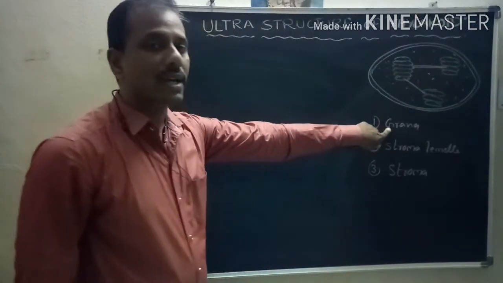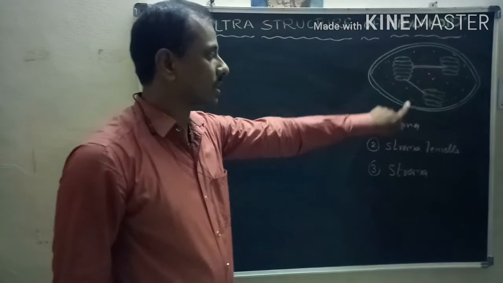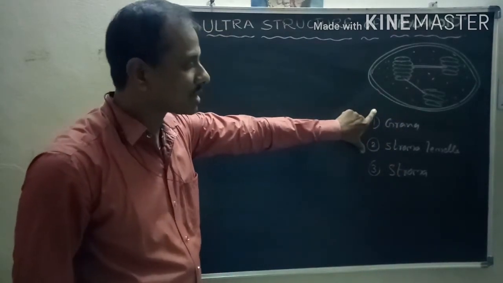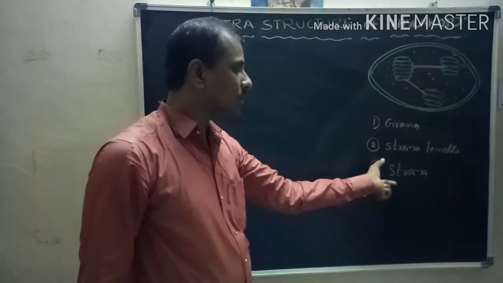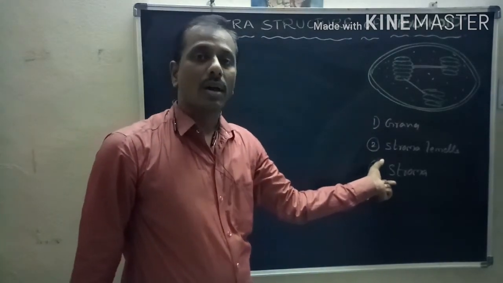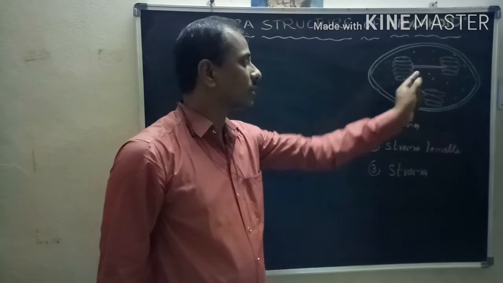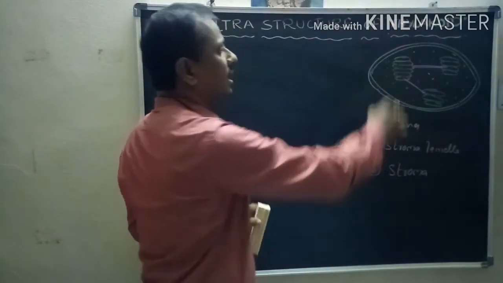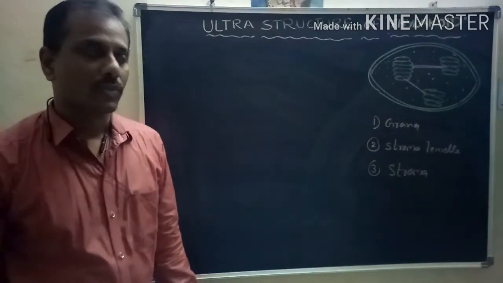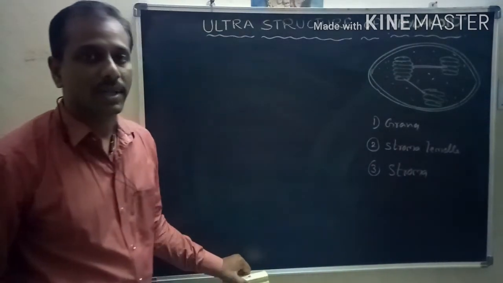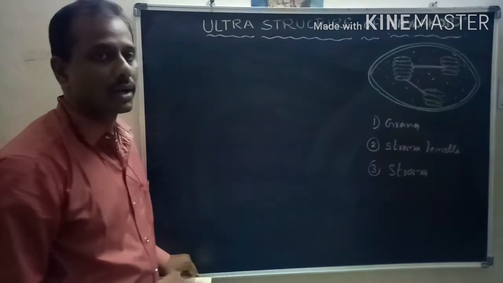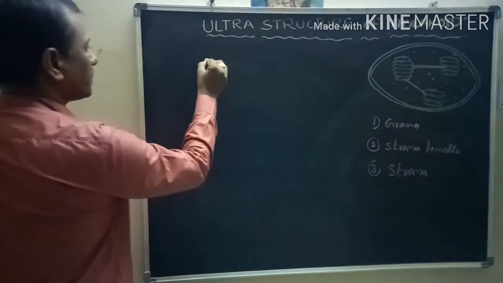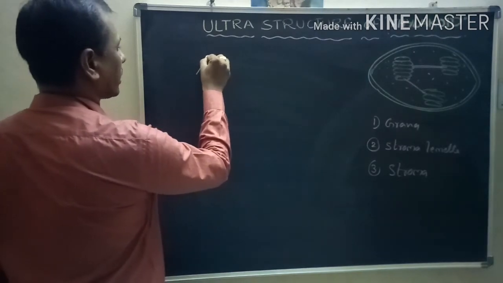In the grana, the light reaction takes place. In the stroma lamellae also, so both help in the light reaction. Then the third one, stroma: the dark reaction takes place in this liquid portion of the chloroplast. So first we learn about the ultrastructure of thylakoid: where the light reaction takes place, what happens in the thylakoid and what is its structure. So I draw a thylakoid here.